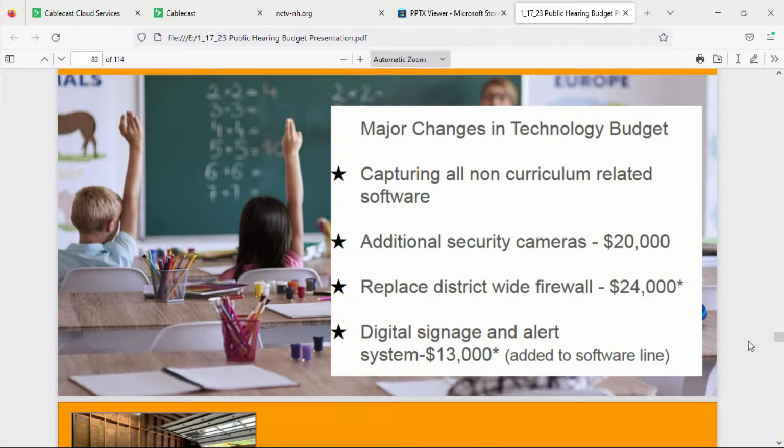This year, our firewall is up for renewal. Again, that thing runs 24/7, so we need to replace it every 3 to 5 years. And a lot of that, I think 85%, will be covered by E-rate funds, so we'll get reimbursed for some of that.